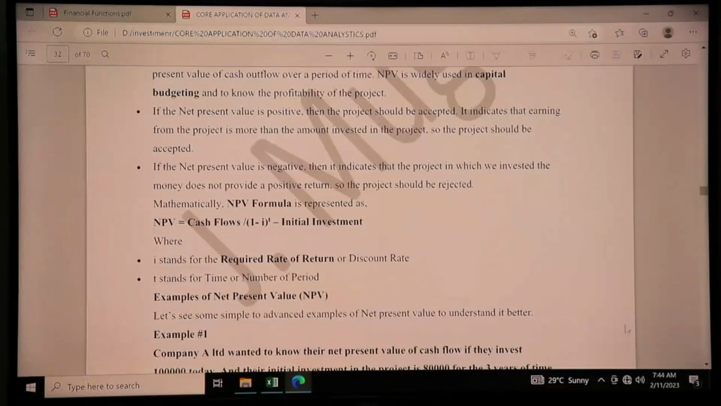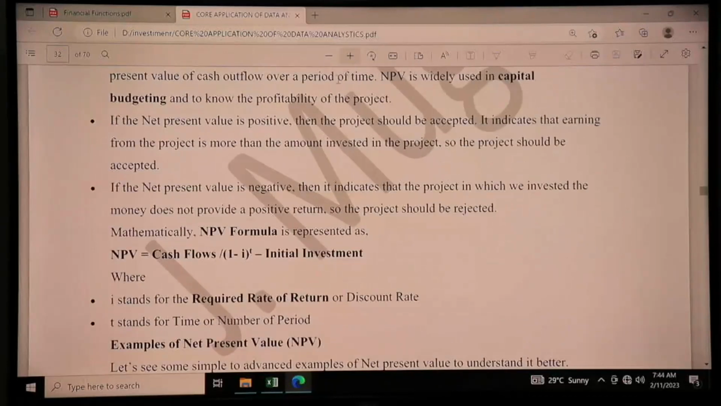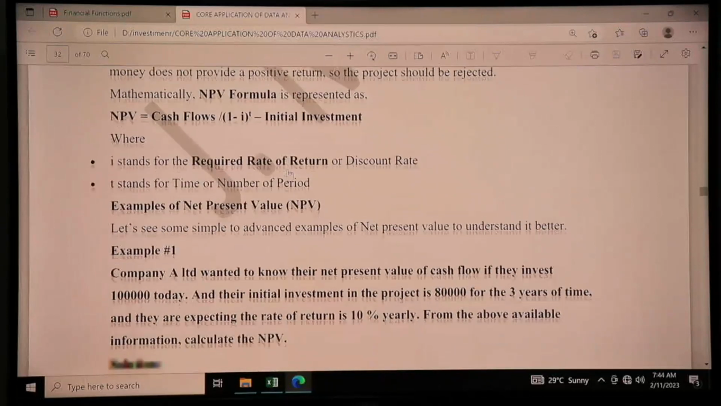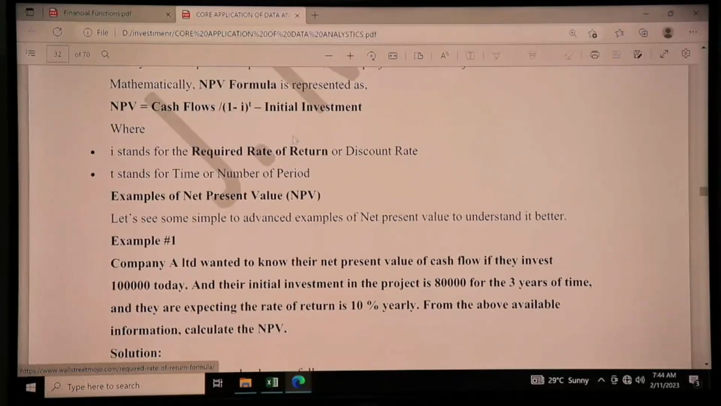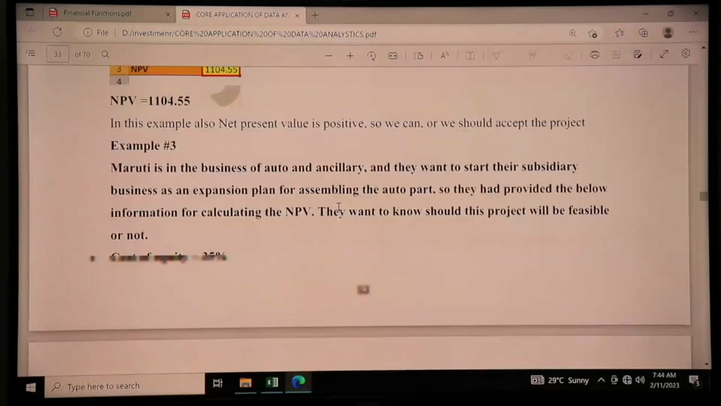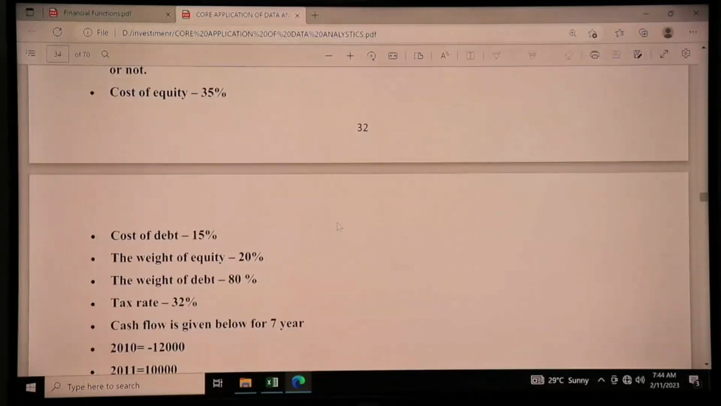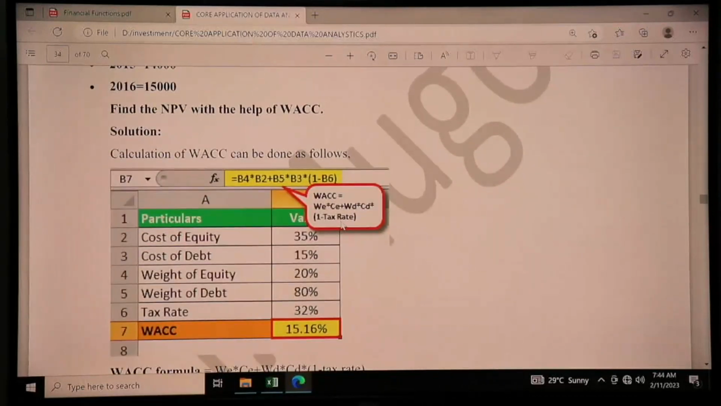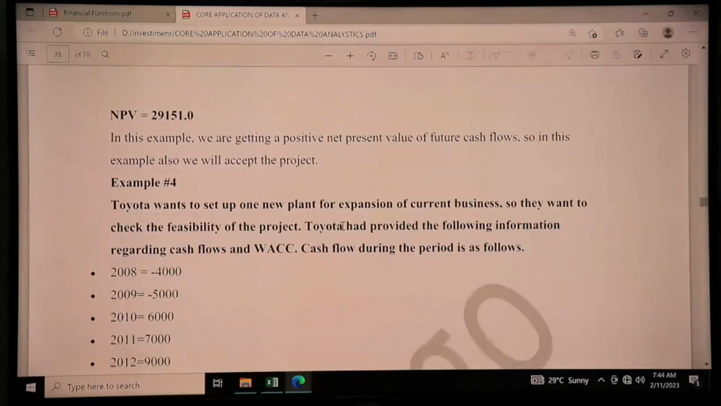Here we said that when the net present value is positive, then the project is viable. When it is negative, the project should not be accepted, so it should be rejected. Today we are going to check yet another parameter that will help us know whether the project is viable or not: the internal rate of return.